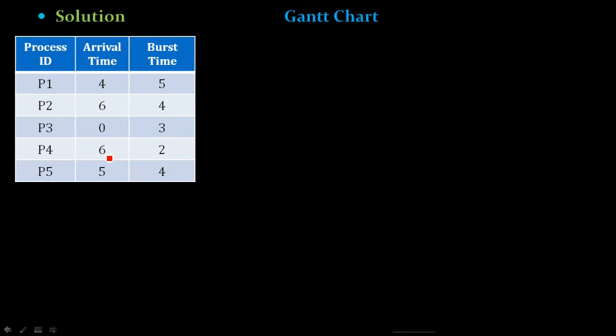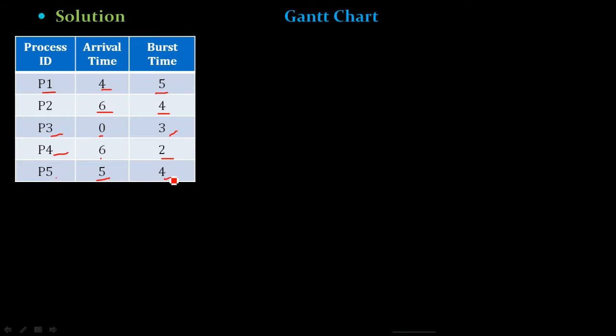Now here their arrival time is different. P1 arrival time is 4 and its burst time is 5. P2 arrived at 6 milliseconds, burst time is 4. P3 arrival time is 0, burst time is 3, and P4 arrival time is 6 and burst time is 2, and P5 arrival time is 5 and burst time is 4. Now based on this we need to prepare a Gantt chart. So we have prepared a Gantt chart.